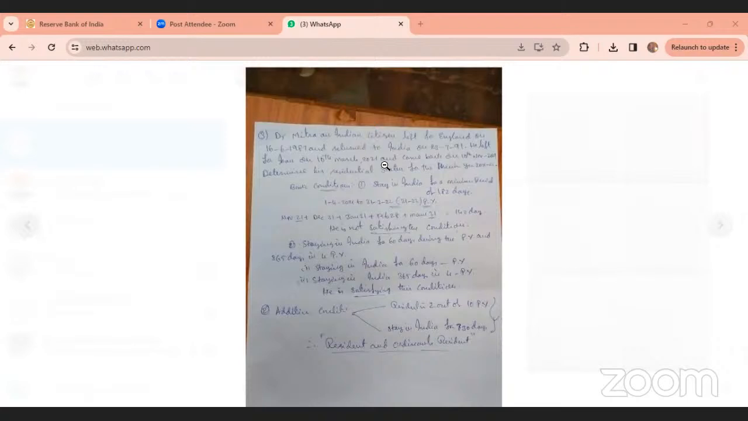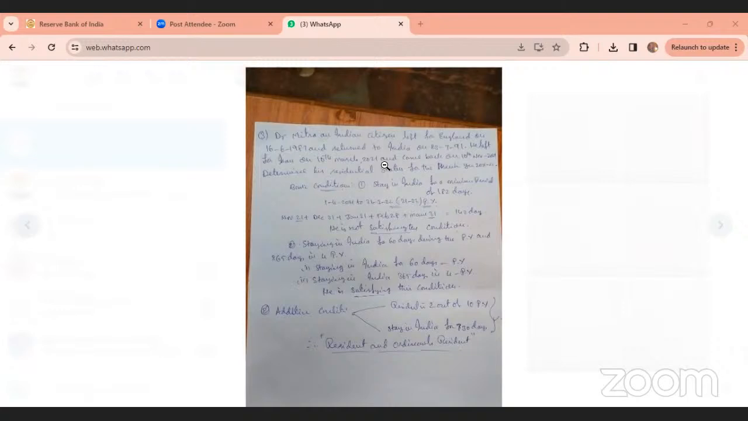I repeat once again, if any individual satisfies any one of the basic conditions, he is called resident. If he does not satisfy either of the basic conditions, in that case he is called non-resident. Next point, when one individual satisfies one of the basic conditions and also satisfies both the additional conditions, in that case he is called resident and ordinary resident.